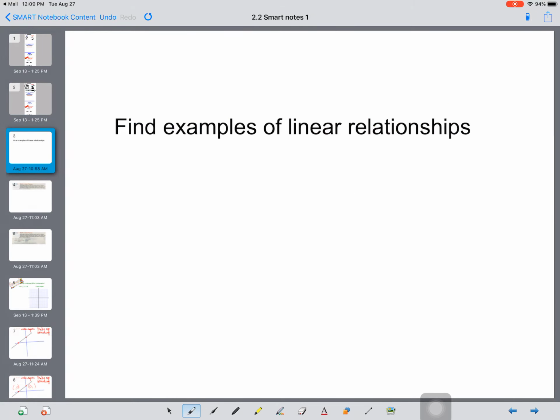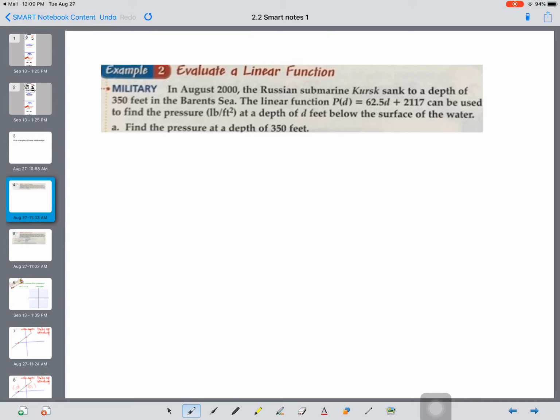So one of the things I want you to do is to be able to find some examples out in the real world of linear equations and be able to talk about them, why something is linear, what you understand about that linear relationship. So here's a real simple example of the kind of thing I'm looking for. A while back there was this submarine that sank. I'm not sure what happened to it. You can go research that.